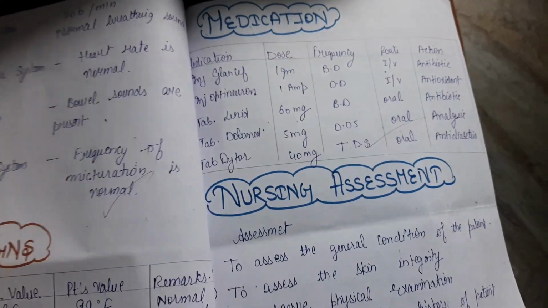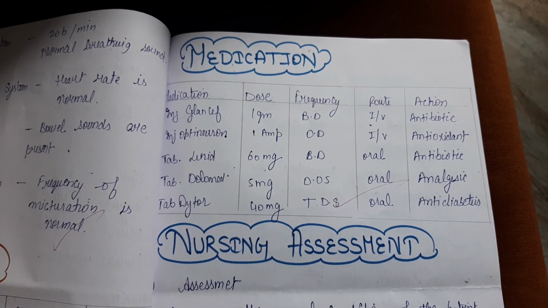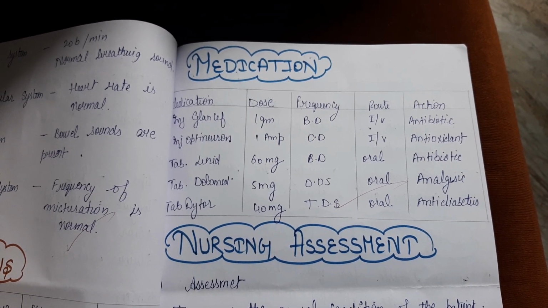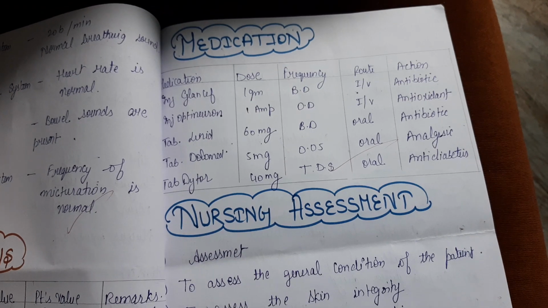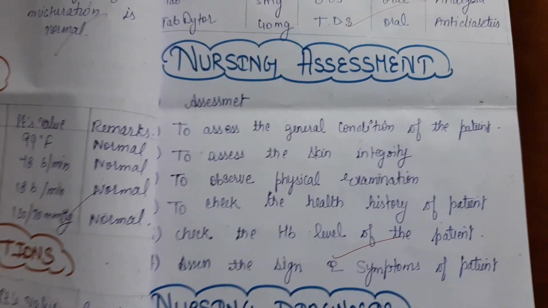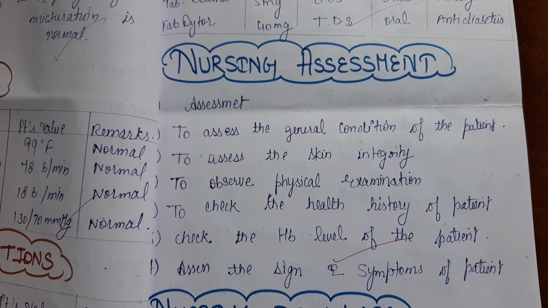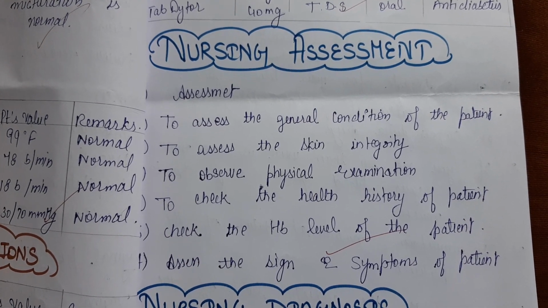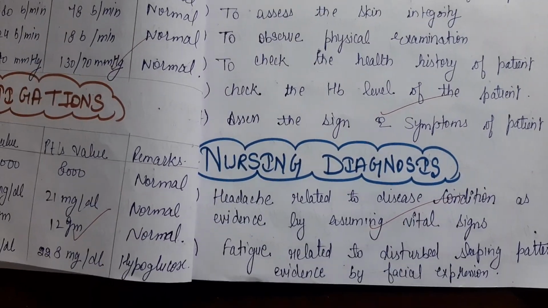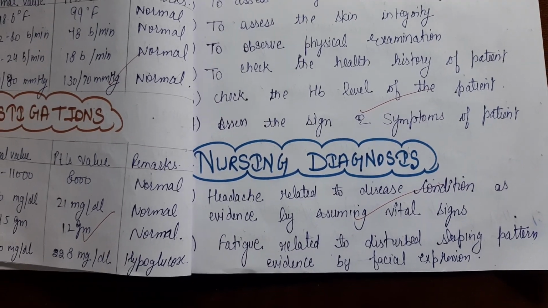After that, which medicines we are giving to the patient, and we are giving them BD, OD, TDS. So they are all like antibiotics, antioxidants, all that. After that, nursing assessment. Nursing assessment means we have to assess skin integrity, physical examination, history of the patient, and signs and symptoms of the patient. Then the main thing is the nursing diagnosis, on which we are going to make our NCPs. So here is the nursing diagnosis.